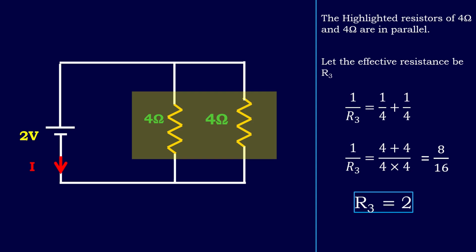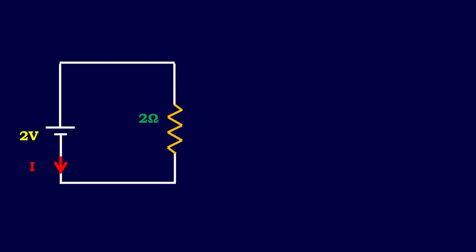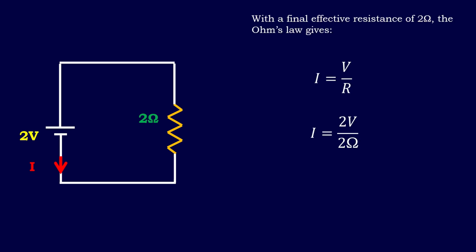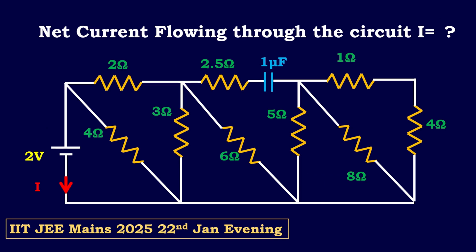At this stage, the circuit reduces to a very simple form, a 2-volt source connected across a single 2 ohm resistor. Applying Ohm's law, the current in the circuit is equal to 1 ampere. Therefore, the current in the circuit under steady-state conditions is 1 ampere. And with this, the solution is complete.